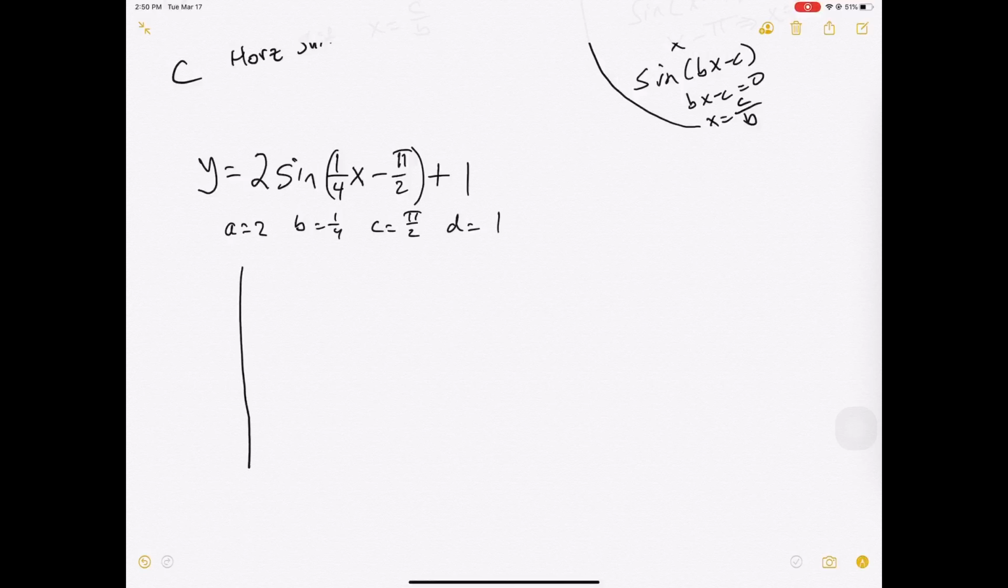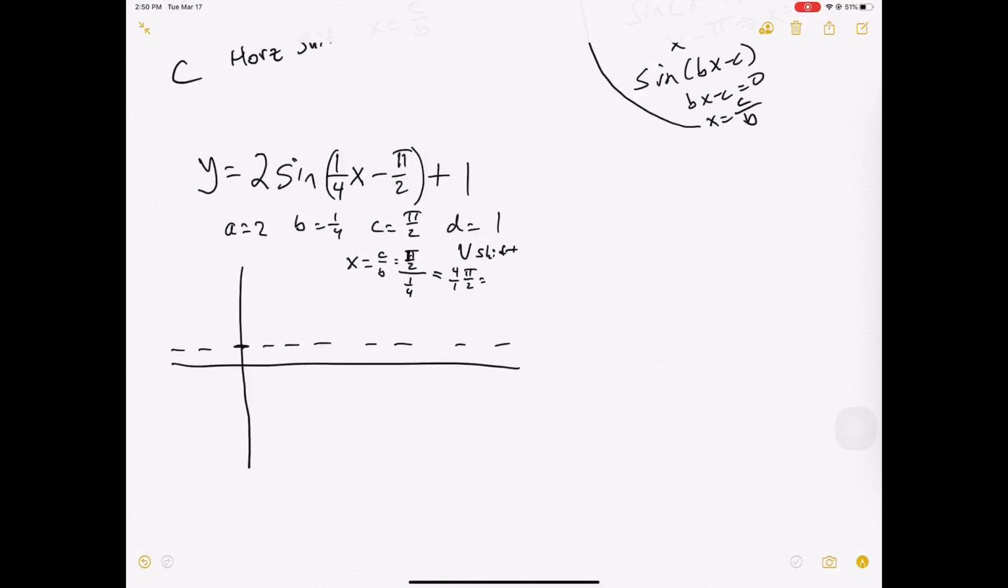So, make a bigger graph here. D, automatically we know it's 1. That's super easy. That's my vertical shift. C helps us find our horizontal shift, tells us where our starting value is, but remember this is done by x is equal to C over B, which is 2 pi over 2 divided by 1 over 4, which means we multiply by the reciprocal, which is 4 over 1 times pi over 2, which is 2 pi. Turns out I'm going to start at 2 pi.